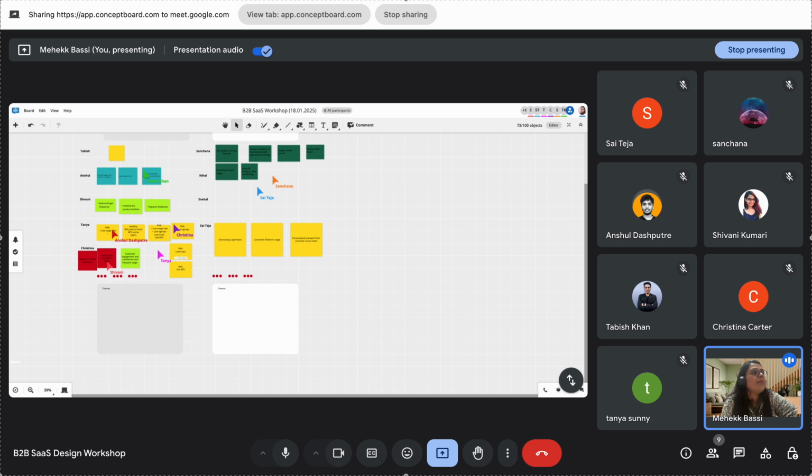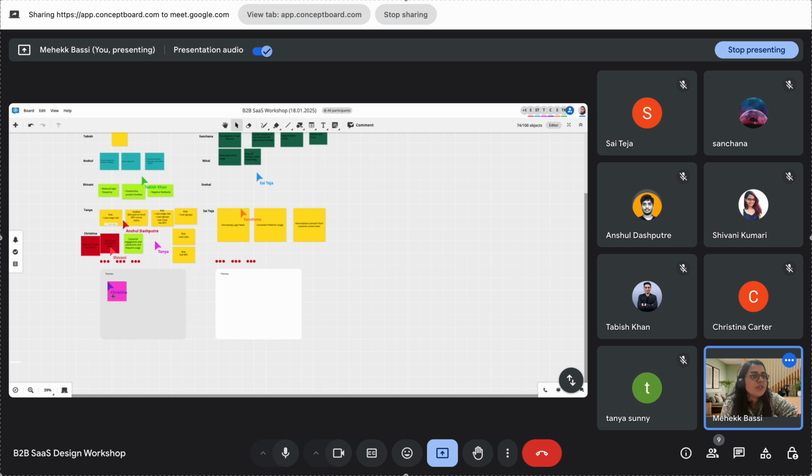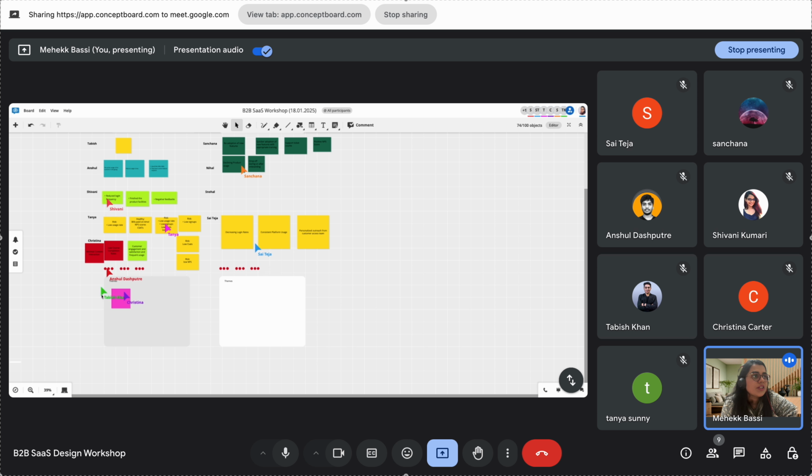So the next 1 minute I think you can take to just move your sticky notes to the theme section and group them together. Just move your sticky notes, and yes.